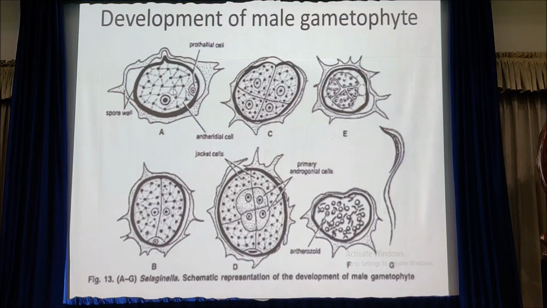The spore germinates in situ, that means inside the microsporangium, up to a 13 cell stage. These cells are 1 prothallial cell, 8 jacket cells and 4 primary androgonial cells. Further development takes place after liberation from the microsporangium.